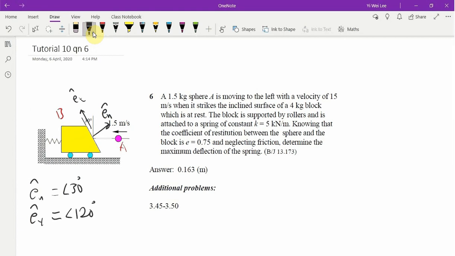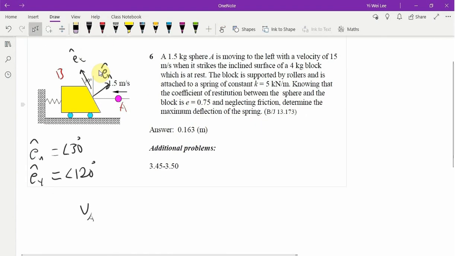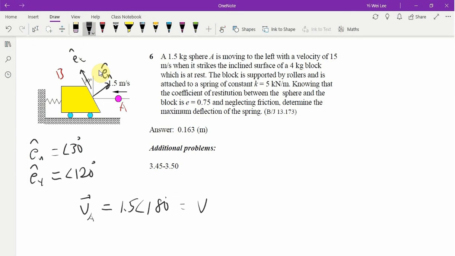Okay, and you can just generally find the answer for that. Now this is just geometrical analysis. You can find EN and ET easily. So definitely the first step you should do is find the velocity of A, which is equal to 1.5 meters per second, and the direction is to the left, so we just have 180 degrees. And you can definitely find the velocity of A naught before collision, in the EN direction, plus VA naught in the ET direction. How to find it? I'm going to leave it to you.